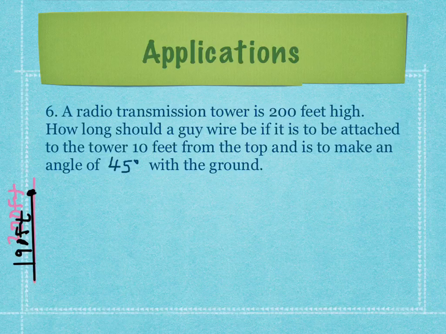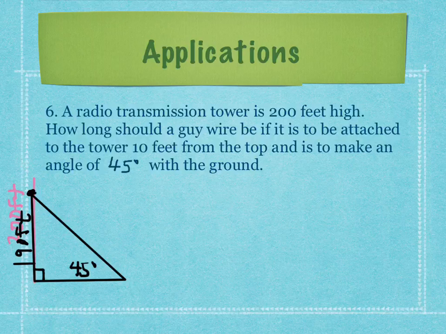It says that the guy wire is supposed to be attached at that point, and then it is going to go down to the ground and make a 45-degree angle. So here is the 45-degree angle. In construction, 90-degree angles, right? Except for the Leaning Tower of Pisa. So that's why I put the 90-degree angle there in the corner, and that's why we're dealing with a right triangle as well.